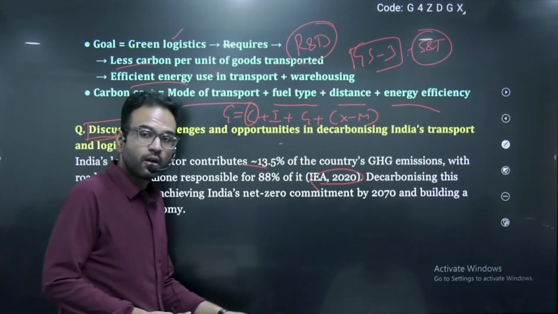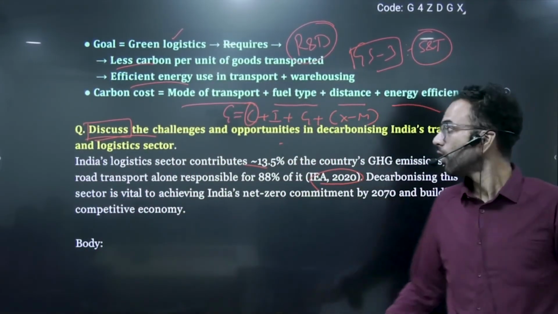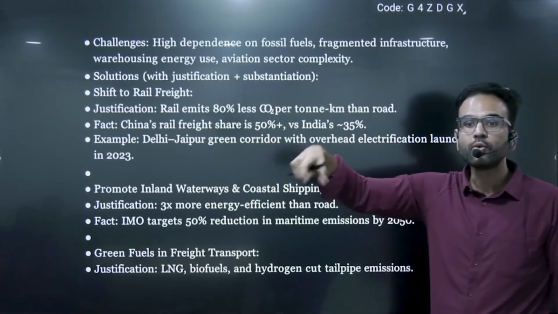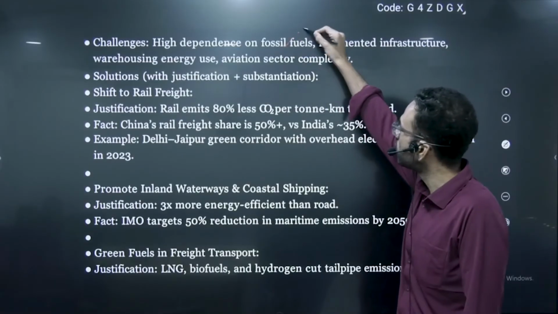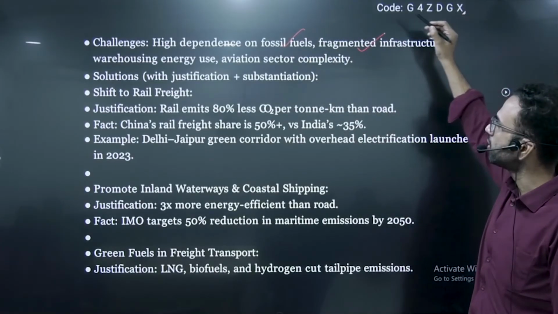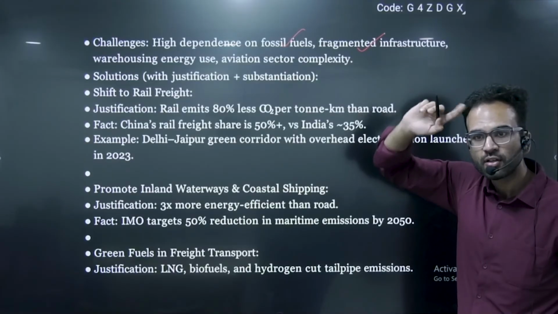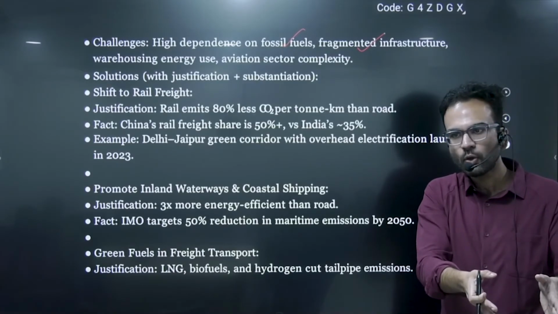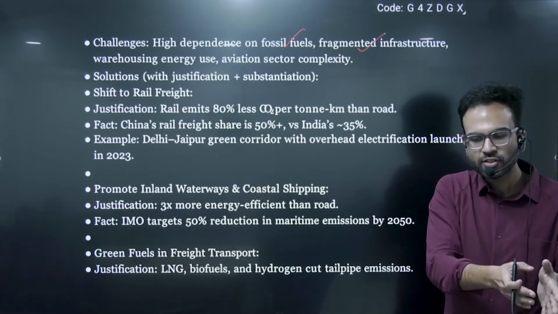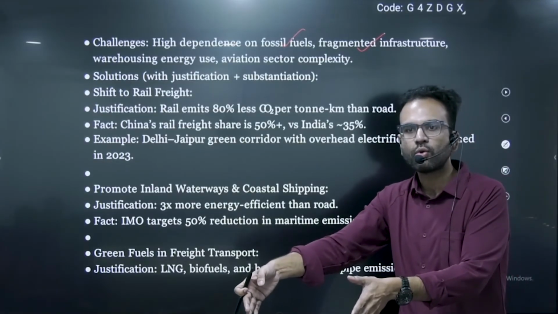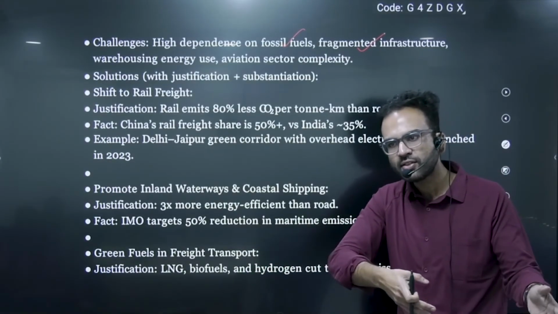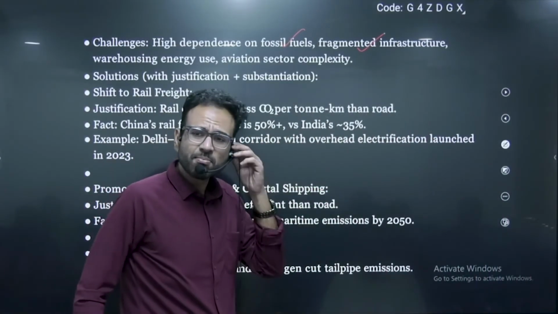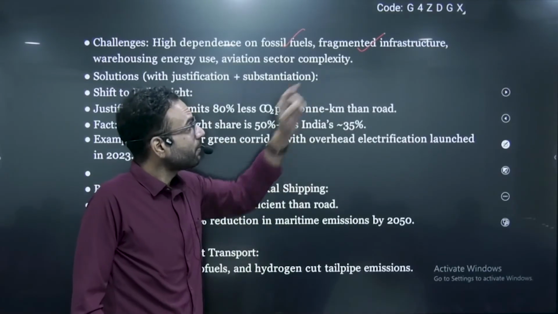Now that you have a context, in the body of the answer, you need to give, I'm just giving side headings like this so that you will understand. What are the challenges? High dependence on fossil fuels, fragmented infrastructure. What do you mean by fragmented infrastructure? There is no connection from one place to another place. One part you have railway station. From railway station you need to have an immediate connection to the roadway. Or you need to have a simple workflow. That simple workflow is absent because of the fragmented infrastructure.